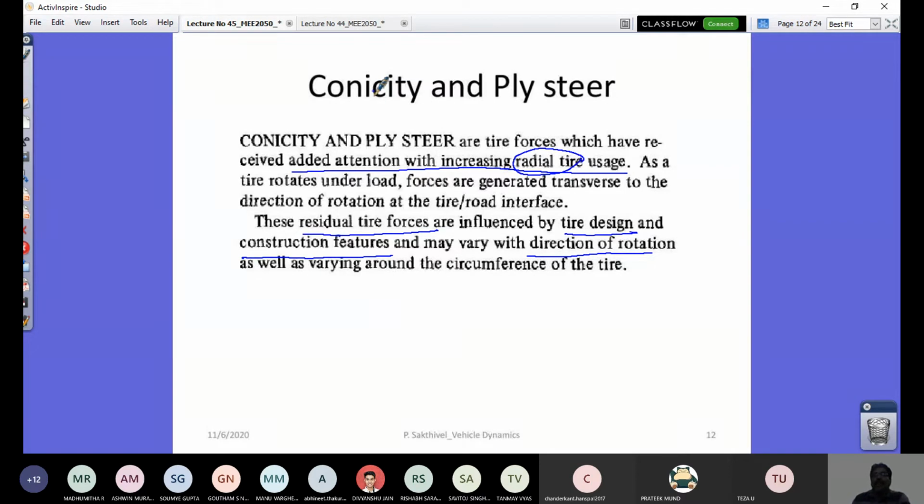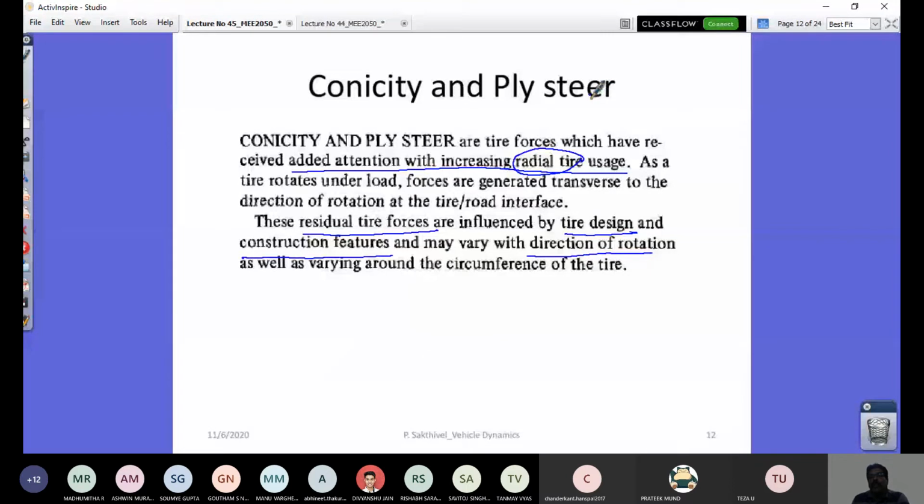Whereas the Ply Steer effect is a steer effect in your tire because of the orientation of the cords that you have seen in plies. The outermost ply cord orientation is responsible for it. So if the tire rotates in one direction, the force direction is one; if it is reversed, then the force also changes. And these are the residual forces in a tire.